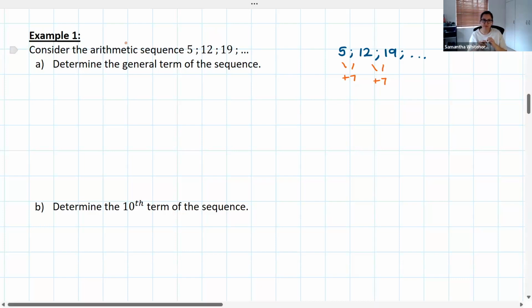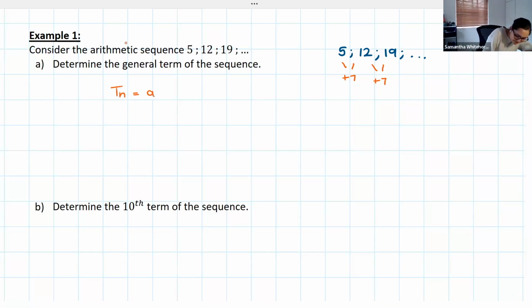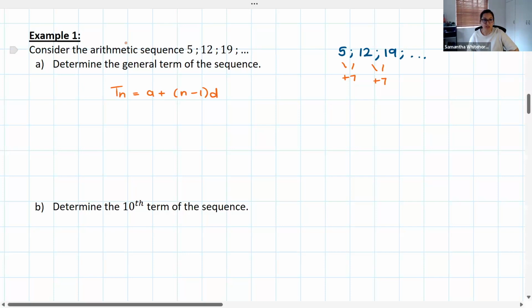Is it Tn is equal to a plus (n minus 1) times d? Awesome, amazing. That is exactly it, guys. We use Tn = a + (n - 1)d.